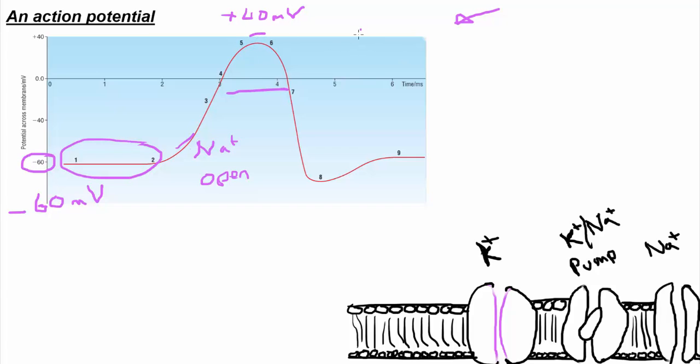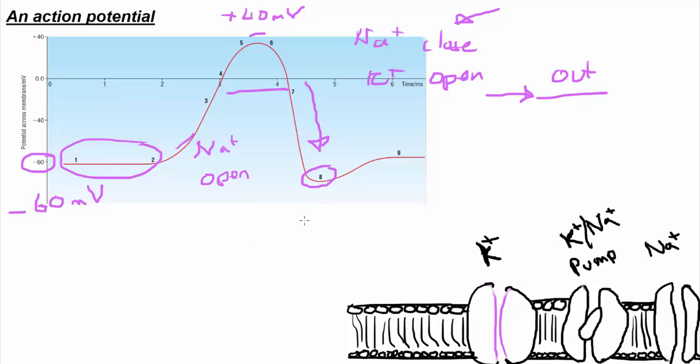Now here the sodium channels close and the potassium channels open. Now with the potassium channels open, potassium will move out of the cell and cause it to become repolarized.